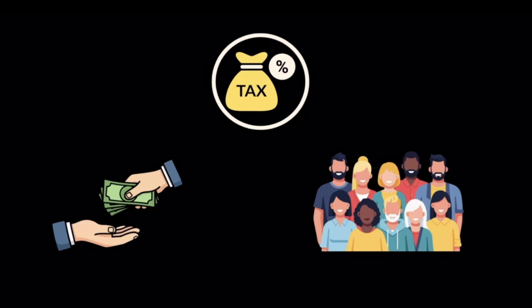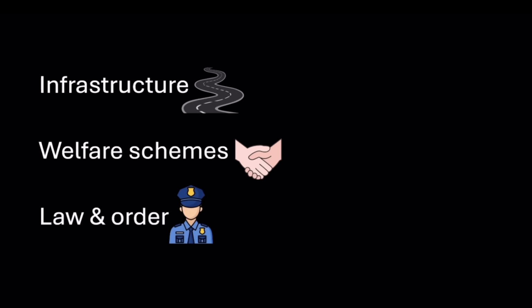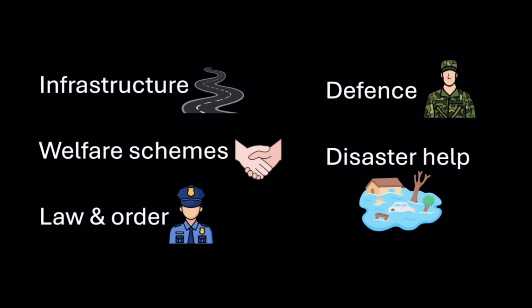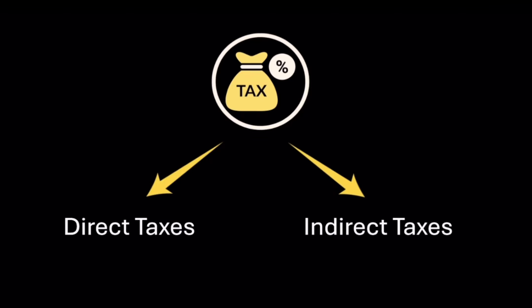And the government needs a large amount of money to build infrastructure, run welfare schemes, maintain law and order, protect the country, and even support the people during disasters. So basically, taxes are what keep a country running smoothly. Now, taxes are mainly of two types: direct taxes and indirect taxes.